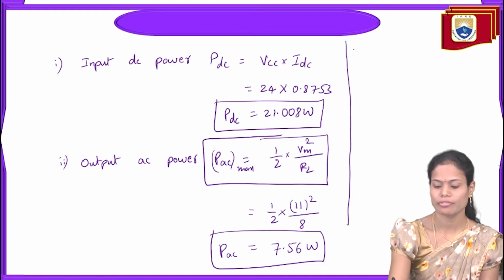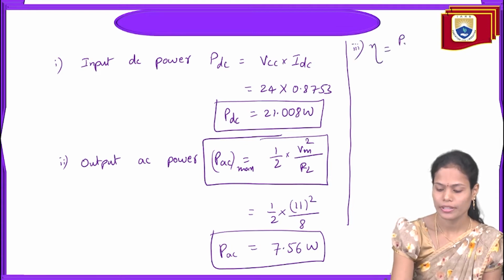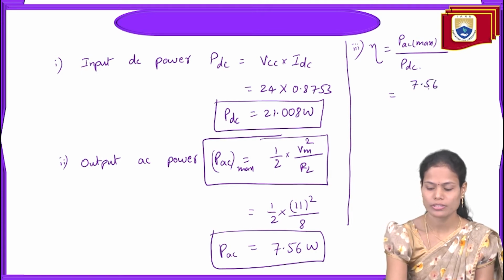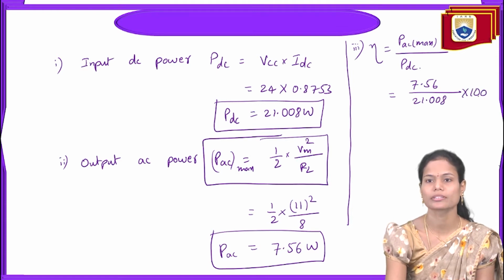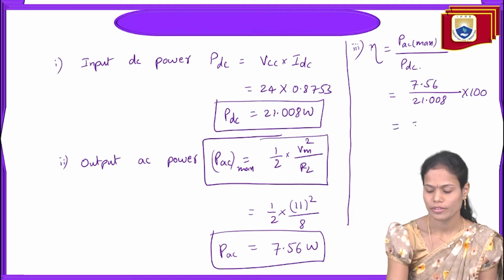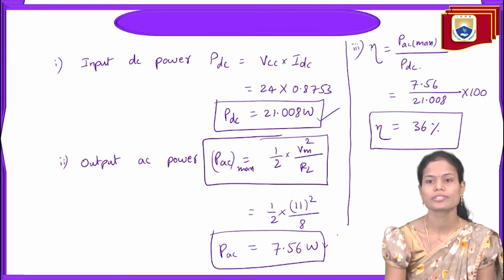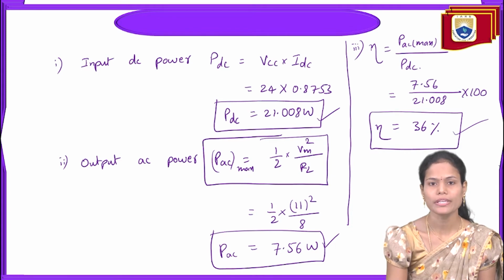And the third parameter we need to calculate here is efficiency, that is PAC maximum, the output power, by PDC, the input power. So the AC power we got is 7.56 and the DC power is 21.008, into 100, because we indicate efficiency as a percentage. So we will get it as 36%. So the DC power is 21 watts, the AC power is 7 watts, and the efficiency is 36% that we are getting from the given class B power amplifier.